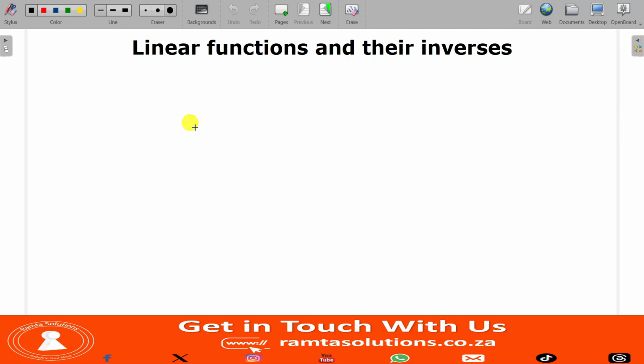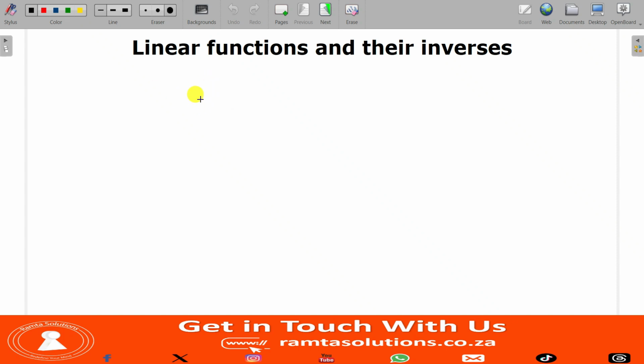Welcome to your grade 12 mathematics functions and inverses. Today we are looking at linear functions and their inverses. Let's begin by reminding you what linear functions are. Remember, you can also say linear graphs, whichever you prefer.